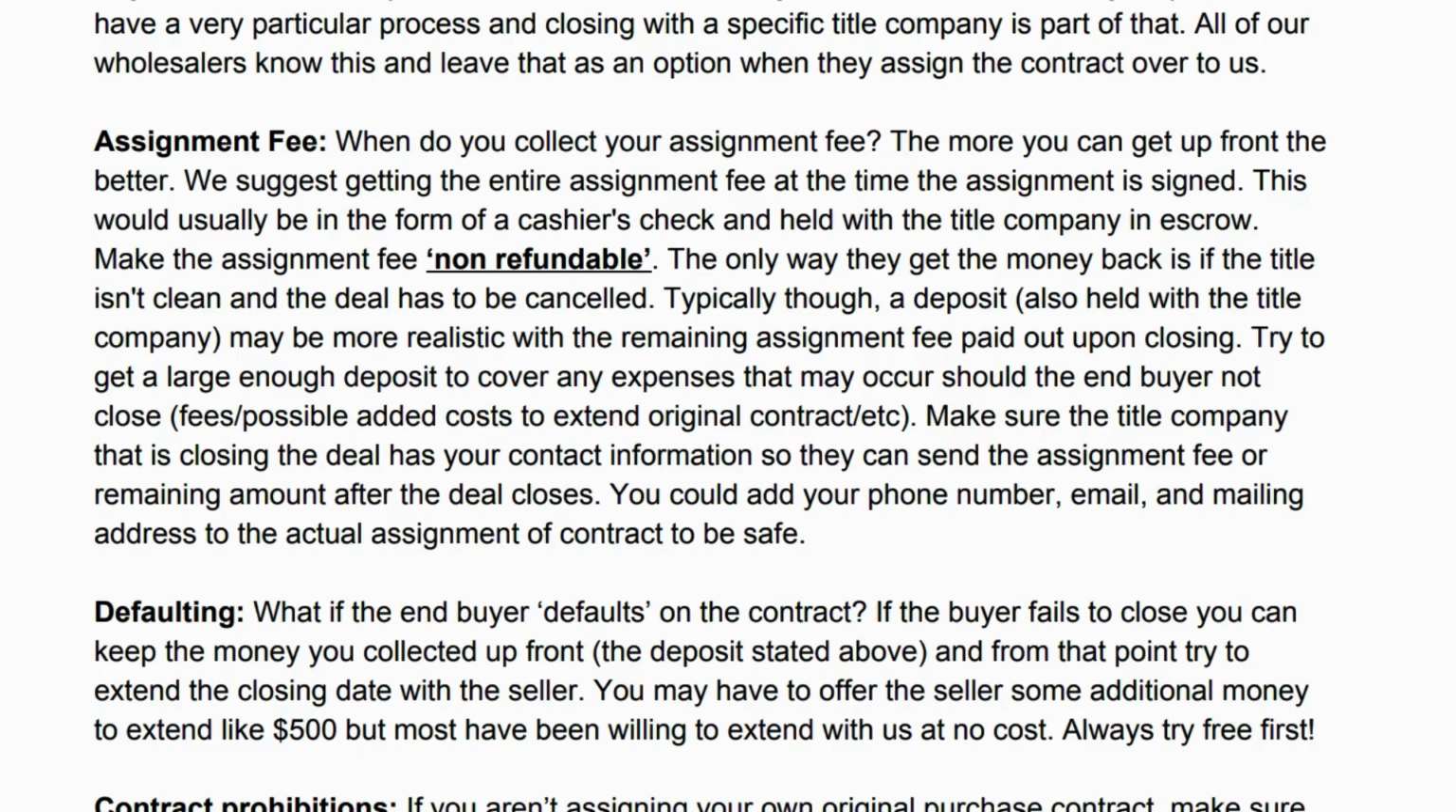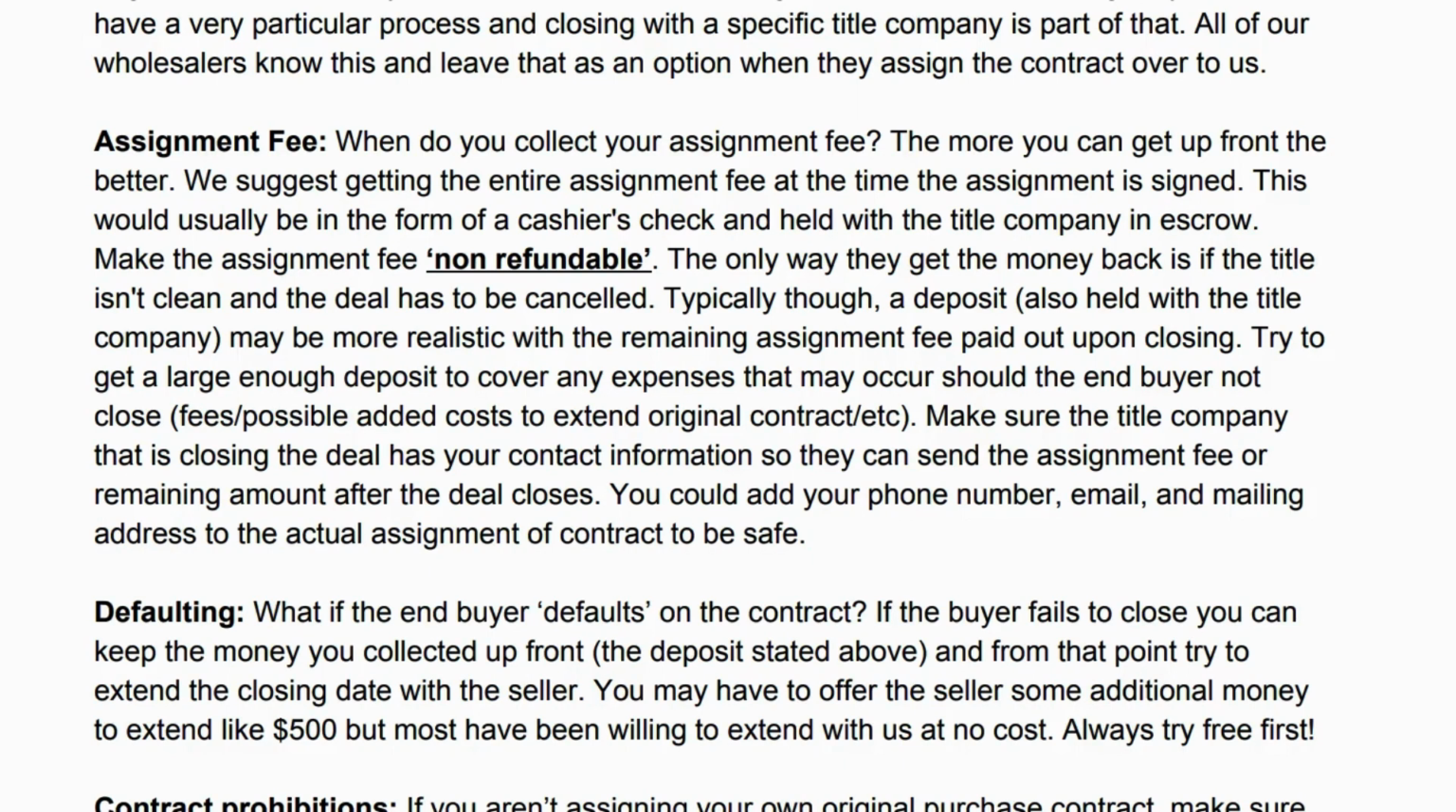So if they can't sell the property, if that's what they're trying to do, or any other reason, we want to make sure that we're covered. And then the only way, again, that they get that money back is if the title can't clear and the deal has to be canceled. Typically, a deposit may be more realistic with the remaining assignment fee paid out upon closing.